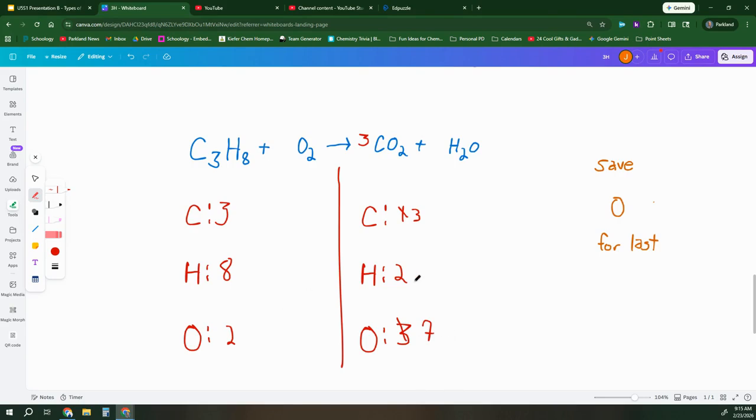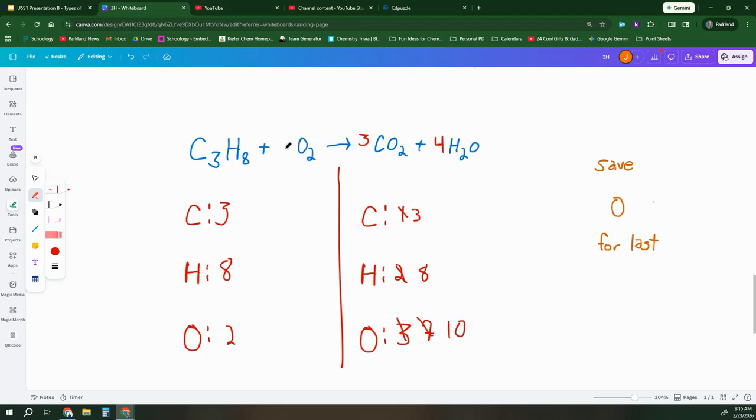Now we need to work on hydrogen next. We're going to save oxygen for last. A 4 in front of this molecule, 4 times 2 hydrogens, gets us up to that 8 that we need. 4 times 1 oxygen, well, that's 4, but don't forget, we still have 6 from this molecule. So 6 and 4 gets us up to a total of 10 oxygens. And now this problem's only one step away.